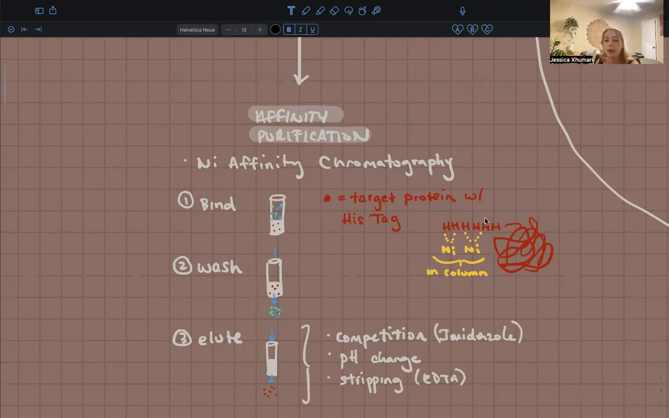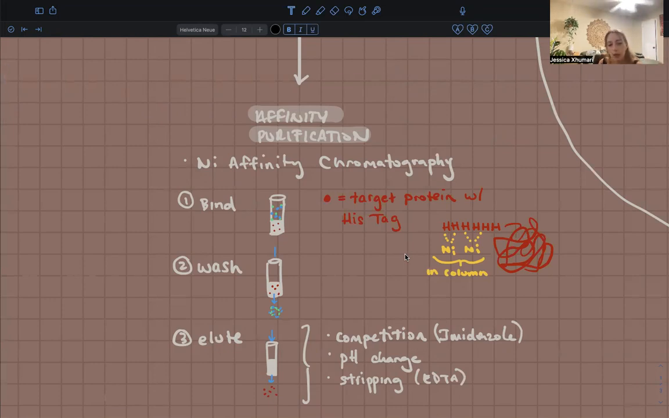And we make sure that it's 6 histidines long, not something like 1 or 2, because the binding affinity will not be strong at all, number 1. Number 2, many proteins have histidines in a row, right? So we want something that's unnatural, that's not going to happen randomly, and that will create a strong bond with the nickel in the column, right?